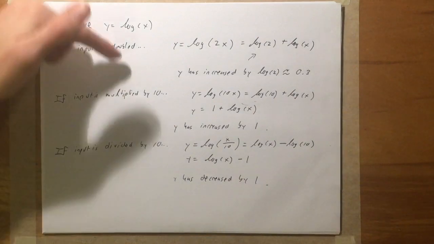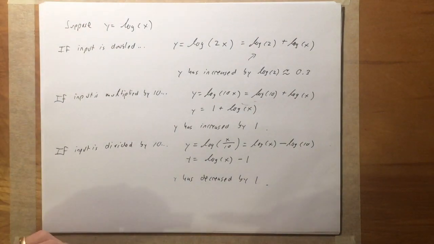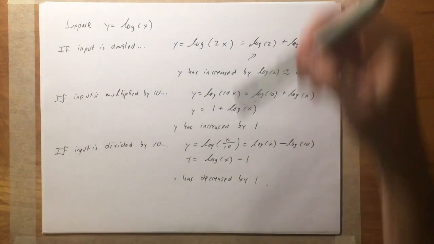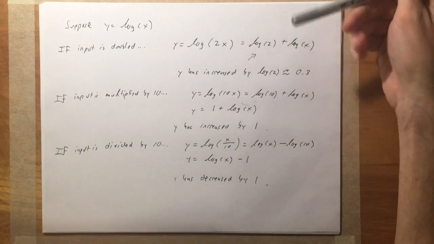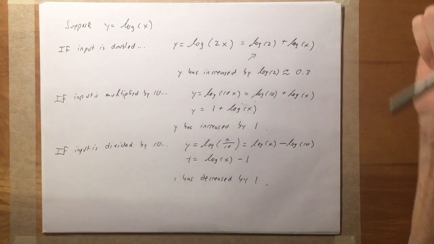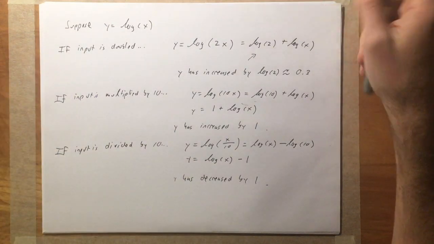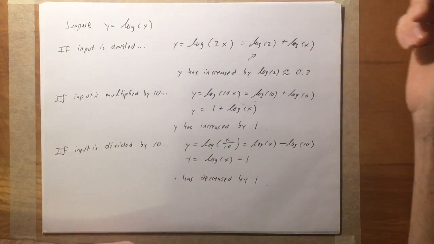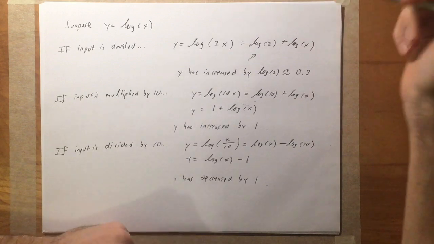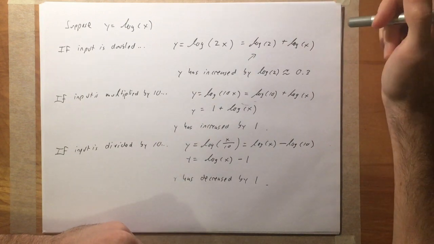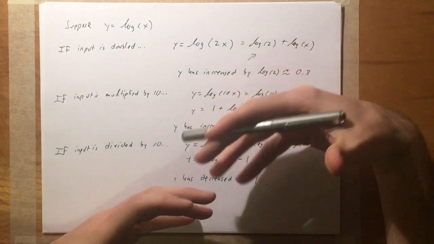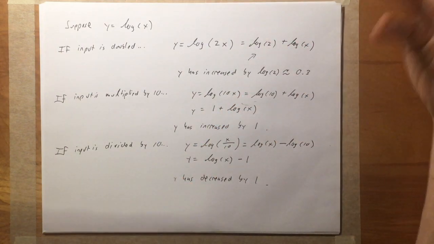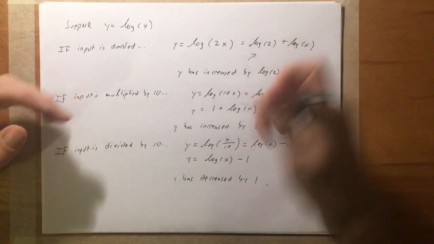Now I did it with doubling as well, just to show you that basically multiplying your input by some number is going to add to the output, and dividing your input by a number is going to subtract from the output. And by a number, I mean an integer, a number bigger than 1. So logarithms have this property of basically turning multiplication or division into addition and subtraction.